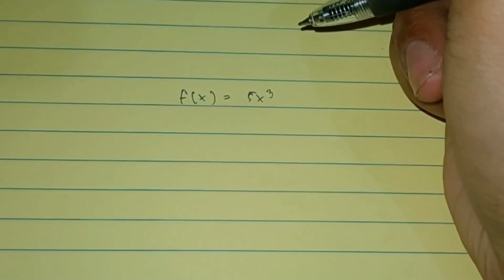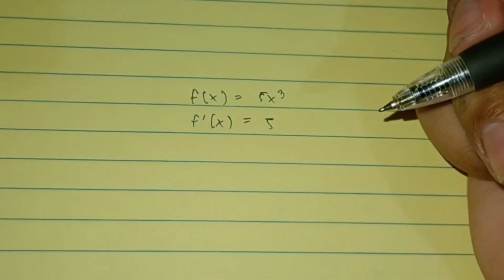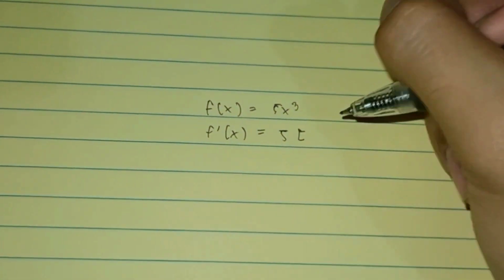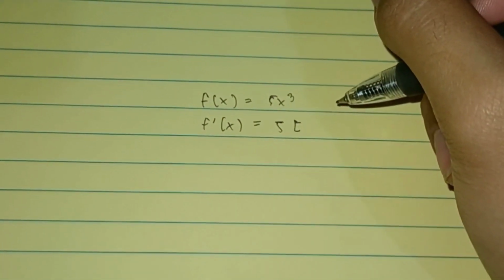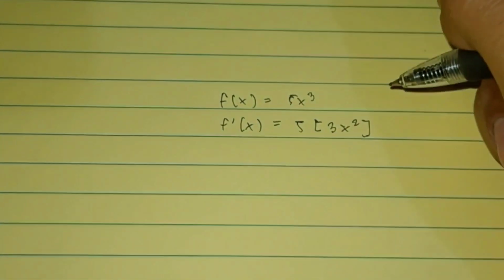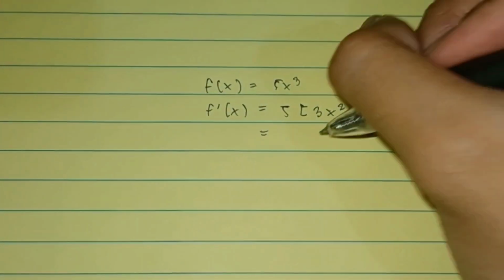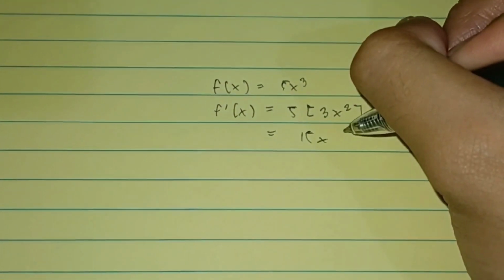Another example for the constant multiple rule, we have f of x is equal to 5x cubed. So our goal is to take the derivative, so we separate the constant of 5. Then we take the derivative of just the cube part using the power rule. We bring n down, so we bring the 3 down. Then we subtract 1 from the 3, so we get 2. Then we multiply 5 and 3. So we get 15x squared.